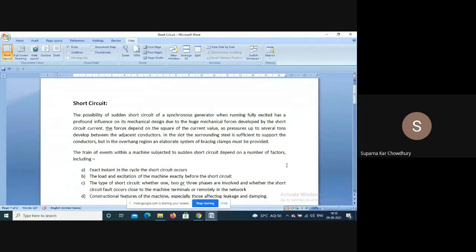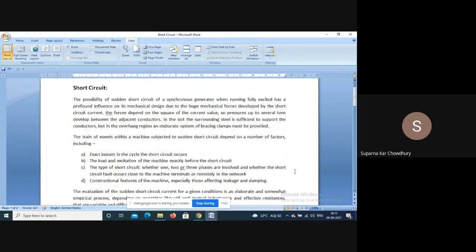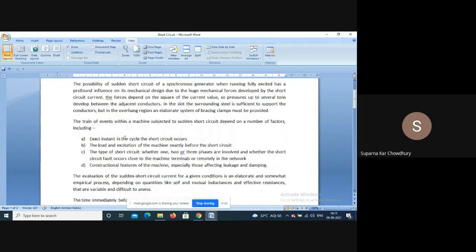Now, the active conductor portion of the armature winding, which is embedded in the iron, is supported by the iron, so it is mechanically strong. But for the overhang region, that is the end connections, that iron support is not there, so mechanical bracing and support should be provided so that the winding does not get deformed during short circuit.